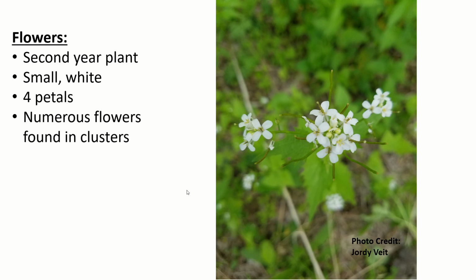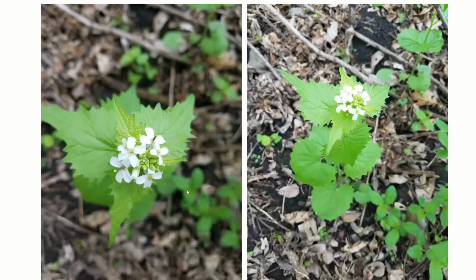So the second year, the plant will come up and continue to grow. It will usually grow into that 1 to 4 feet, and that is when that plant will flower. There are numerous flowers found in clusters. You can see here some of the flowers already missing off of this when I took this picture. But you can see what the flowers would look like, and there could be many more than just a few flowers you are seeing here.